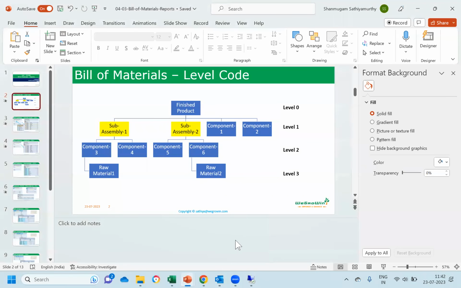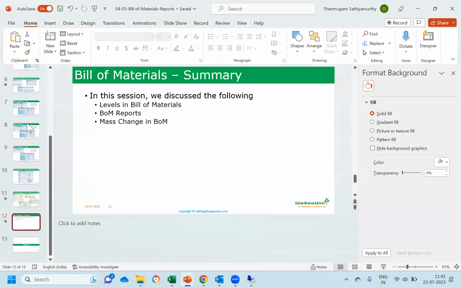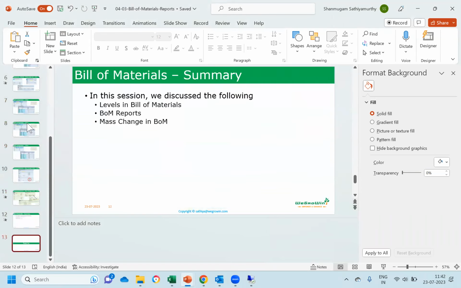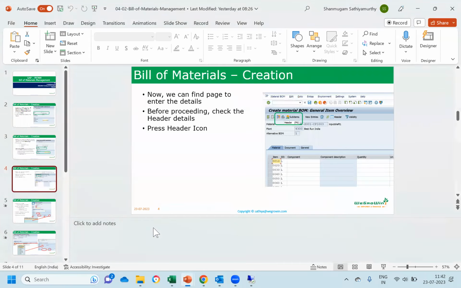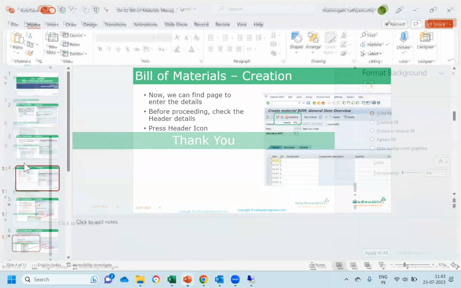So these are the reports related to BOM. Please go through this BOM and practice yourself. Mass change and all, let us not practice it as of now. Once you are familiar with the transaction, you can try it. Maybe you can refer this material to change it. Okay, right. So with this, we are completing the discussion on the BOM.